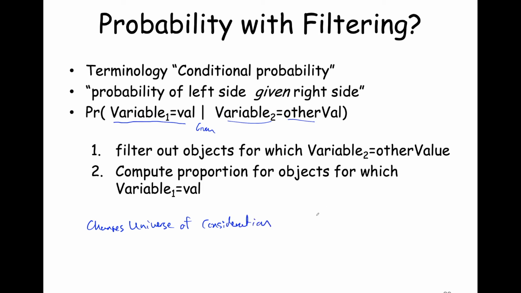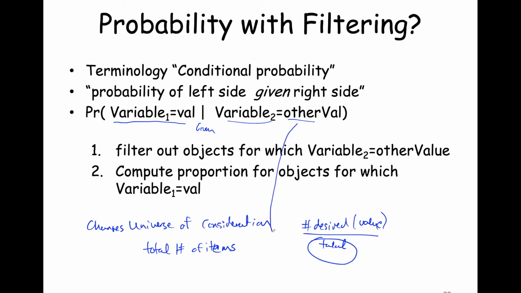And that universe of consideration is going to change what it means when we say the total number of items. And that was the denominator. We said the number of desired that have a certain value over the total number. Okay, total. And so this universe of consideration talks about the denominator here. And so when you perform this filtering function, that filtering is only going to consider objects for which variable 2 is equal to other value. So that means this denominator is going to change. It's going to get smaller.